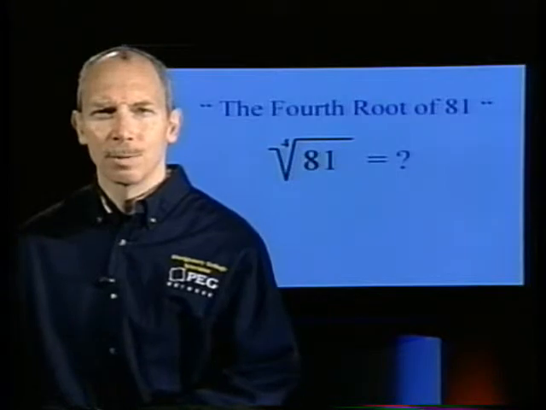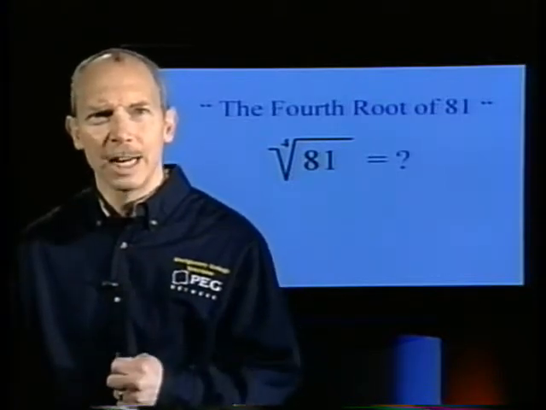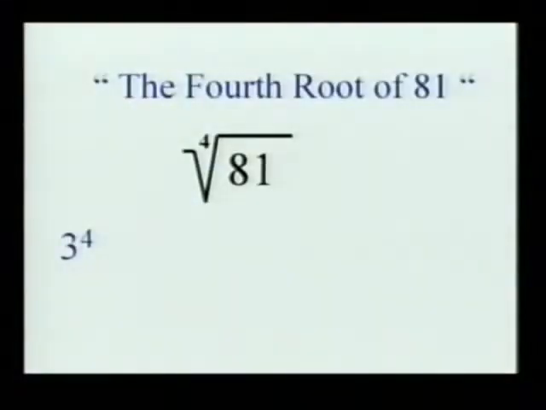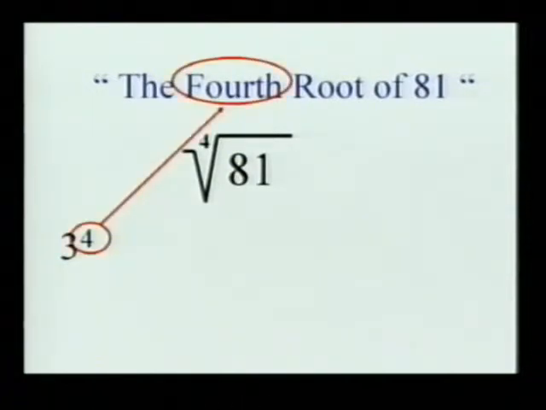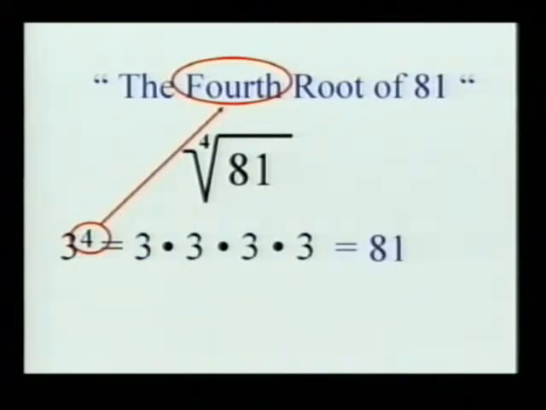What about this one? The fourth root of 81. Same theory. It's called the fourth root. What number to the fourth power would be 81? Well, let's try maybe 3. 9 is a reasonable guess, but let's check 3 to the fourth power. 3 times 3 times 3 times 3 does equal 81. So 3 is a fourth root of 81.